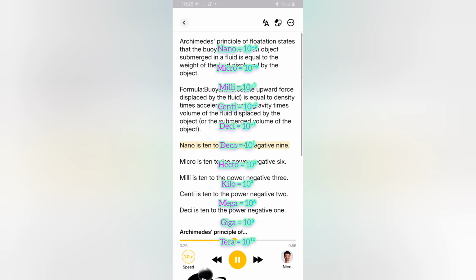Nano is 10 to the power negative 9. Micro is 10 to the power negative 6. Milli is 10 to the power negative 3. Centi is 10 to the power negative 2. Deci is 10 to the power negative 1.